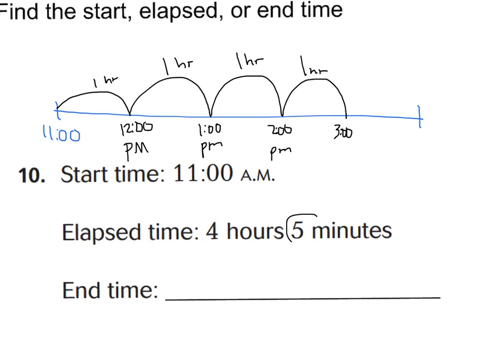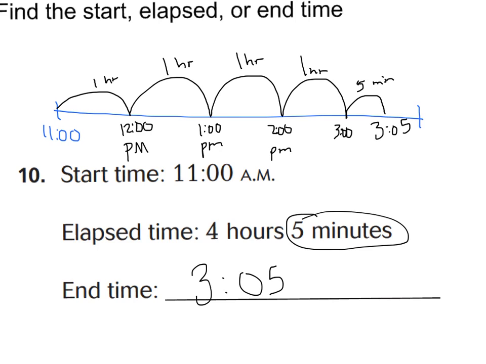And then it says we have to add an extra 5 minutes to this time. I'm going to make a smaller one and write 5 minutes. And that will make it 3:05 for our end time. All right, I hope this makes sense. So our end time should be 3:05 p.m.